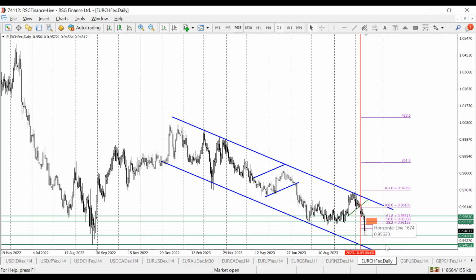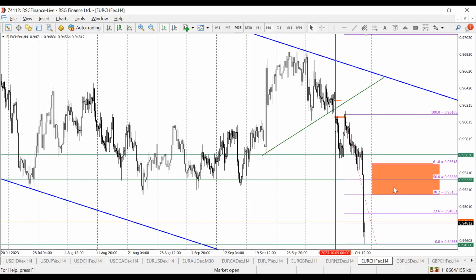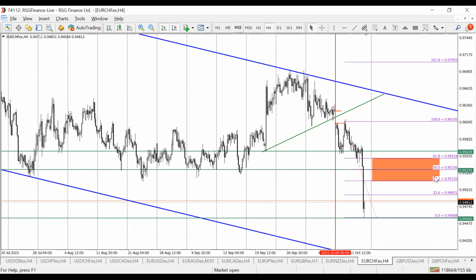Wait for that correction and then trade into 0.9405 as the final target, but we still have 0.9456 as the initial target, if we're able to get that correction into the 38, 50, or 61 level of our fib ratios, okay?